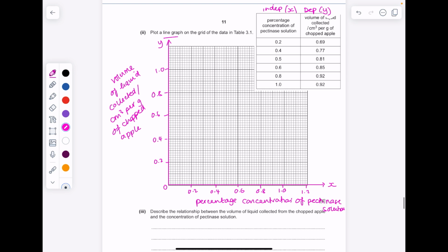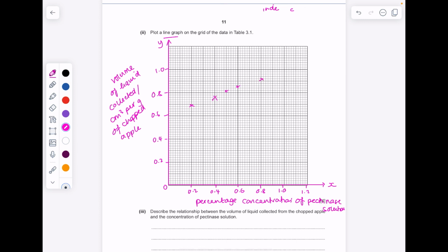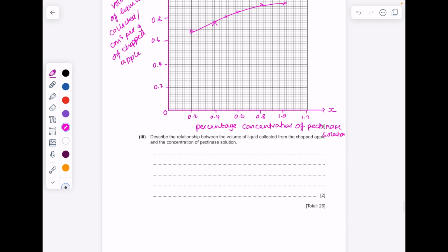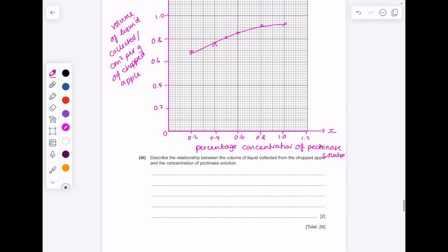And now plot your points really accurately, so 0.2 and 0.69. Let's include a line of best fit. Describe the relationship between the volume of liquid collected from the chopped apple and the concentration of pectinase solution. So just say what you see on the graph. You can see that as the concentration of pectinase increases, the volume increases until it starts leveling off at 0.8%.